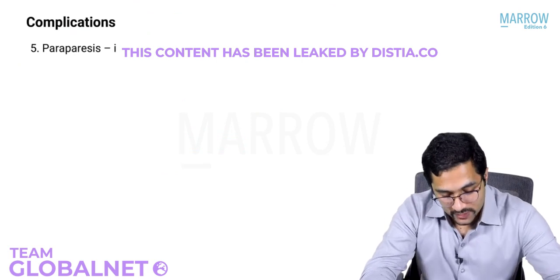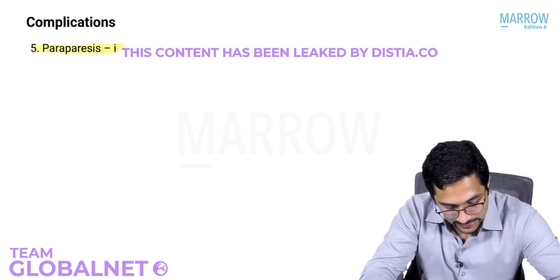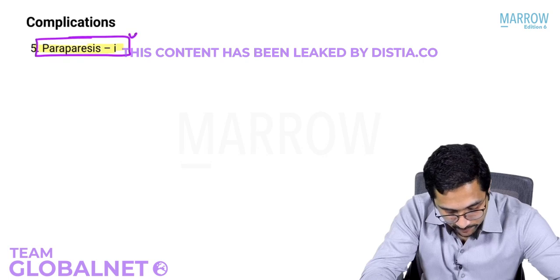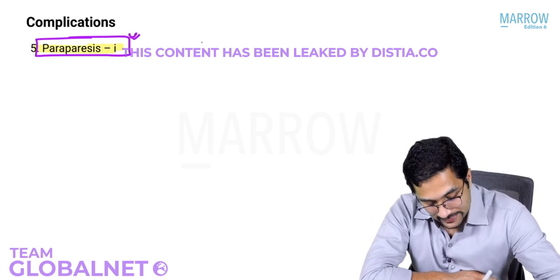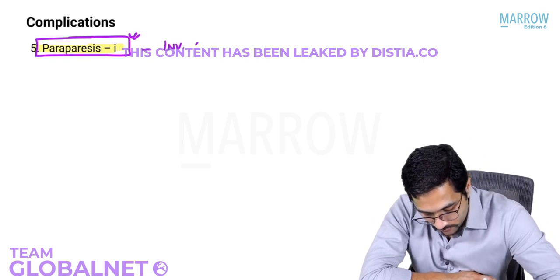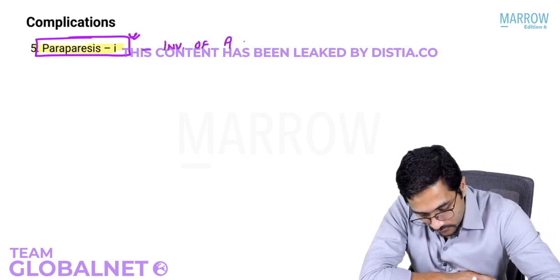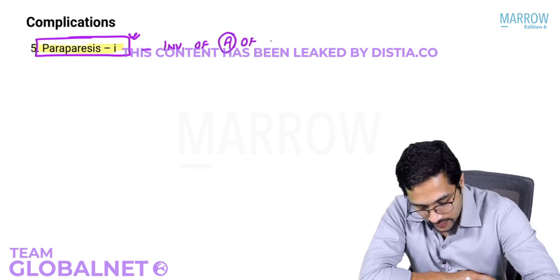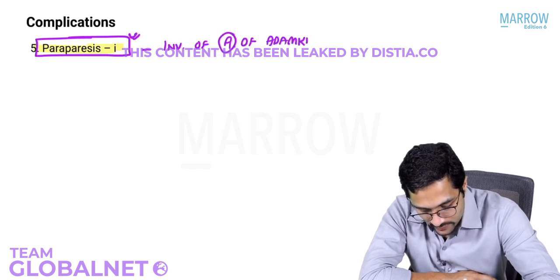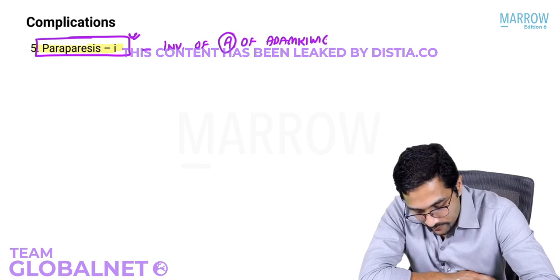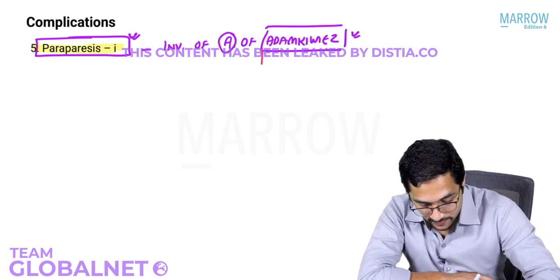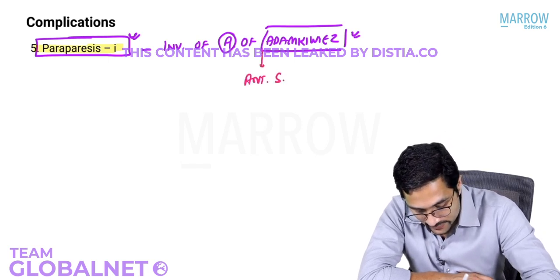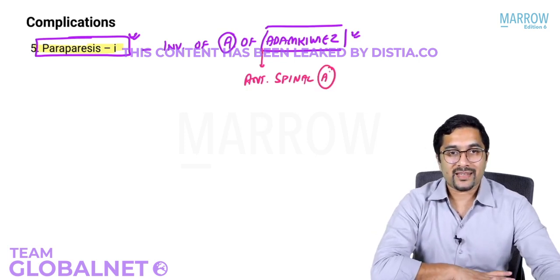These patients can also develop paraparesis, and this was asked in the AIIMS exam: why does paraparesis develop in patients following abdominal aortic aneurysm surgery? And this develops because of the involvement of the artery of Adamkiewicz. This is the artery of Adamkiewicz which is involved, and this artery supplies the anterior spinal artery. And this can give rise to paraparesis following surgery as well.